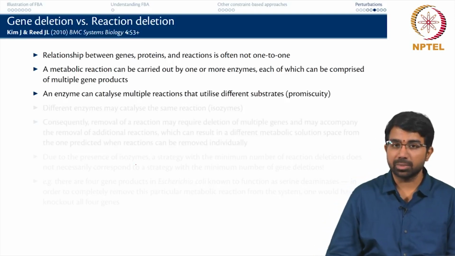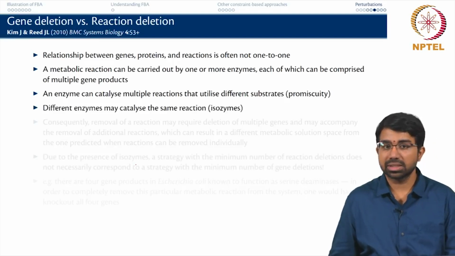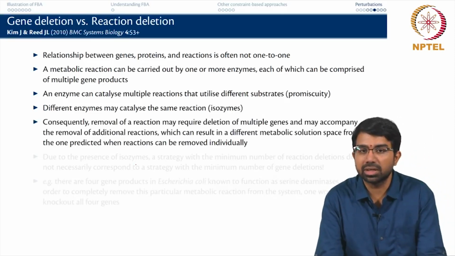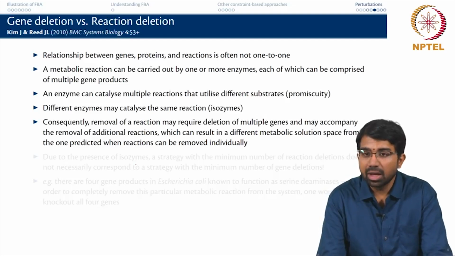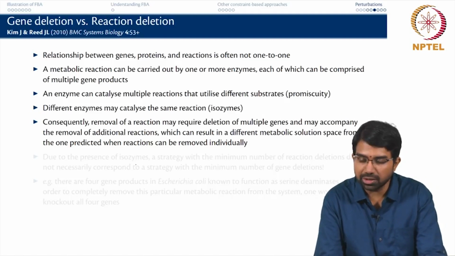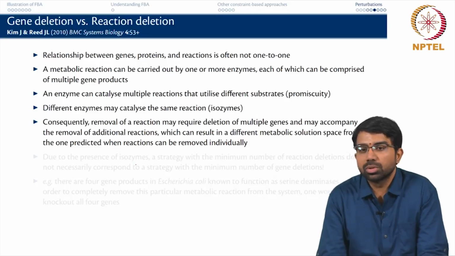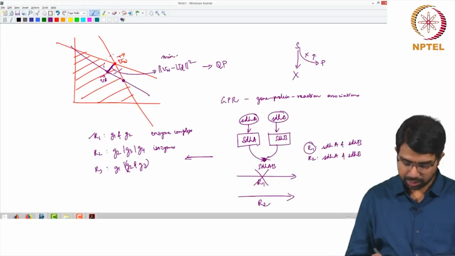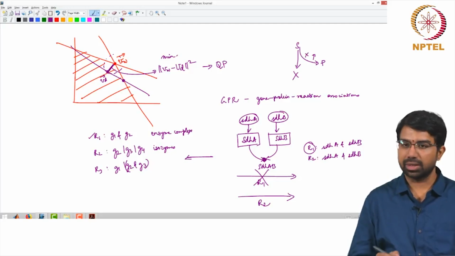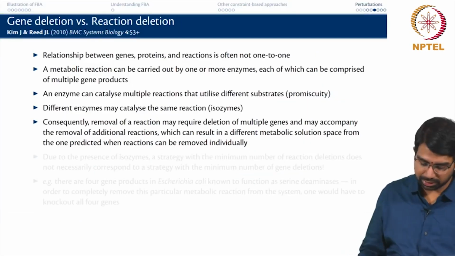and an enzyme can catalyze multiple reactions that utilize different substrates, promiscuous enzymes. Different enzymes may catalyze the same reaction, your isozymes. So, consequently the removal of a reaction may require deletion of multiple genes and may accompany the removal of additional reactions as well, right, which can result in a very different metabolic solution space from what you get when you just remove one reaction at a time. So, when you remove G2 here, it takes away R1 and R3, right. So, it has effect on several reactions at the same time.